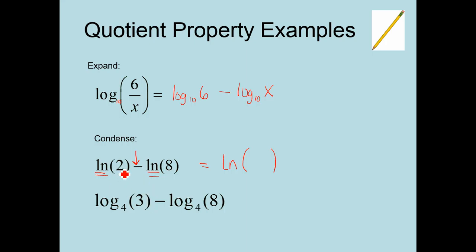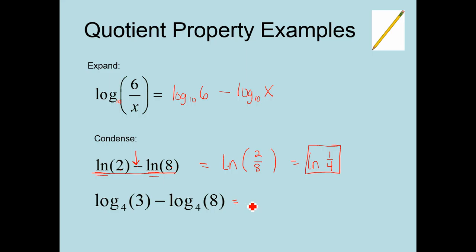So I would have 2 divided by 8. So 2 divided by 8 would have been my expression. Notice natural log of 2 over 8. Now I could simplify that some more, right? Natural log of 1/4. So this is my condensed version of all of this. So in times when I need to solve and I need to condense to help me, this would be a skill that we'd need.